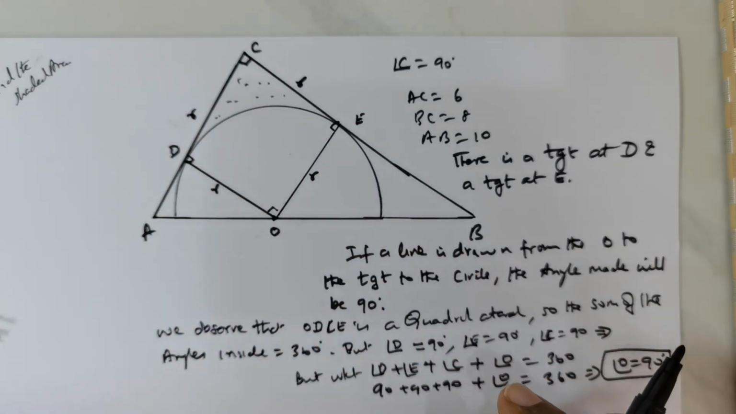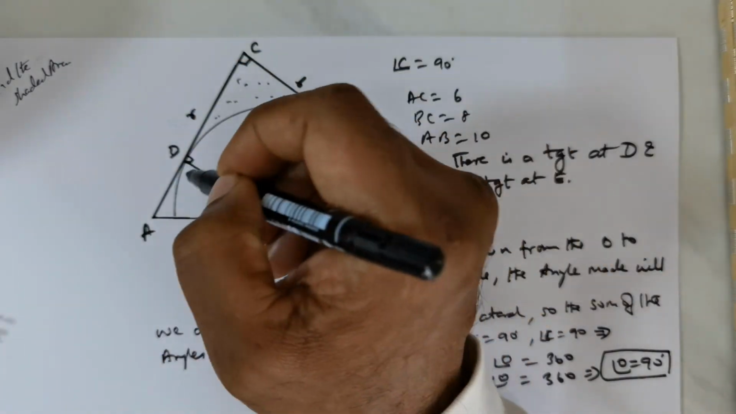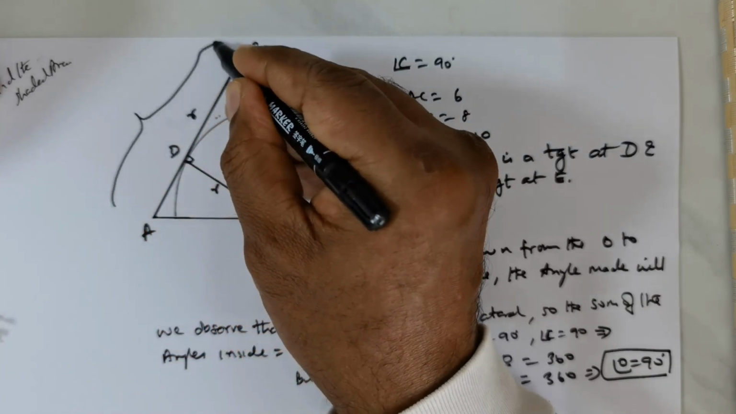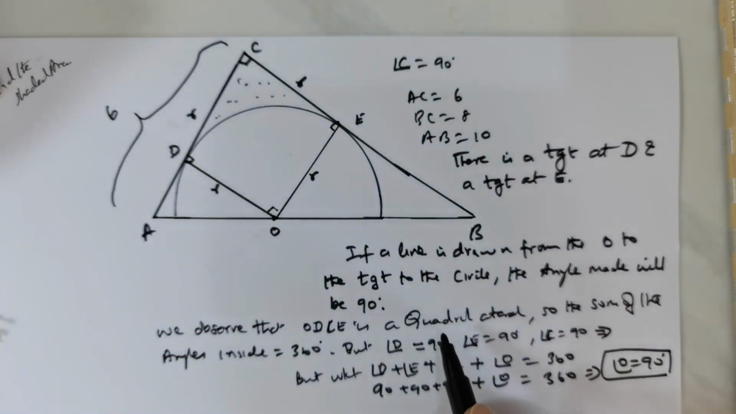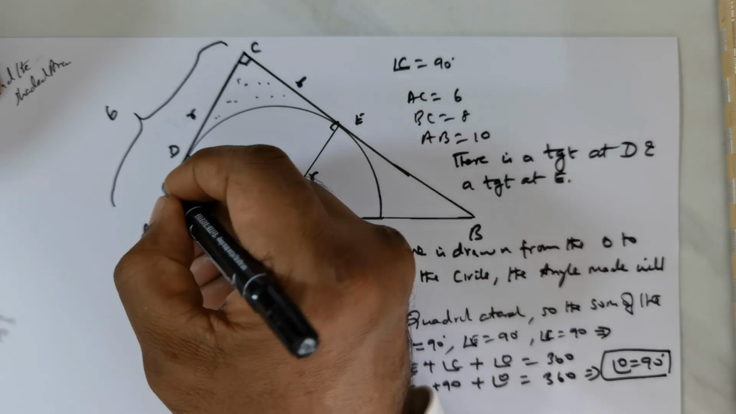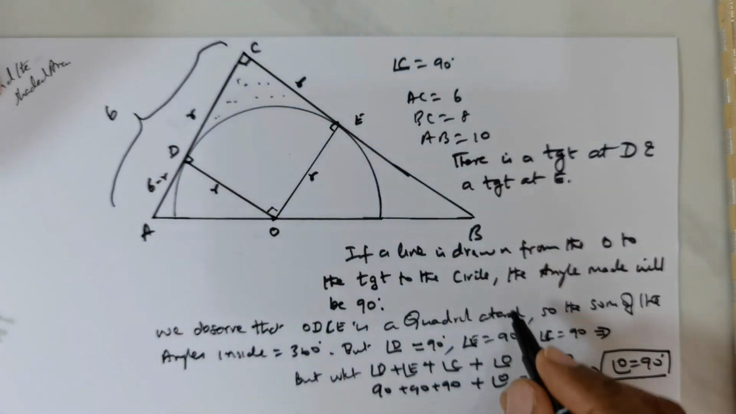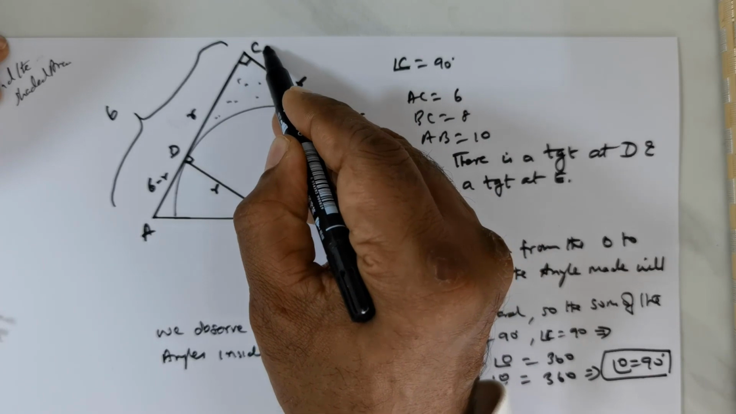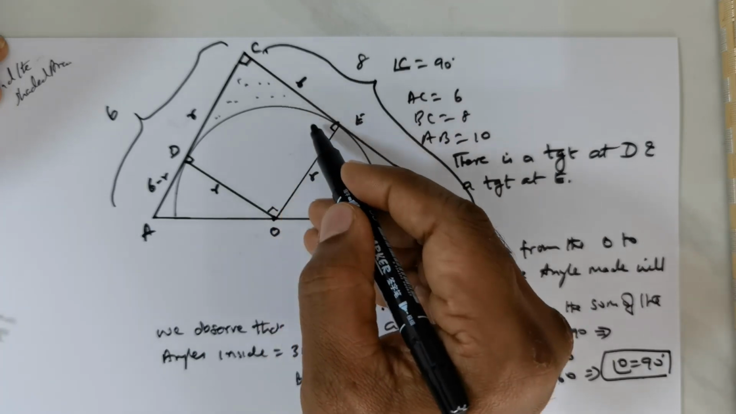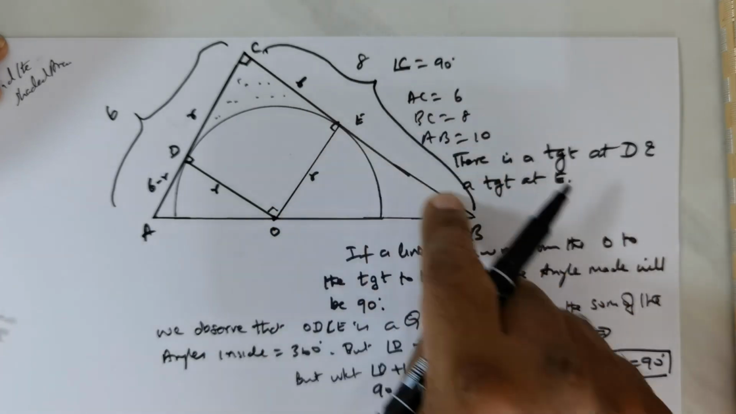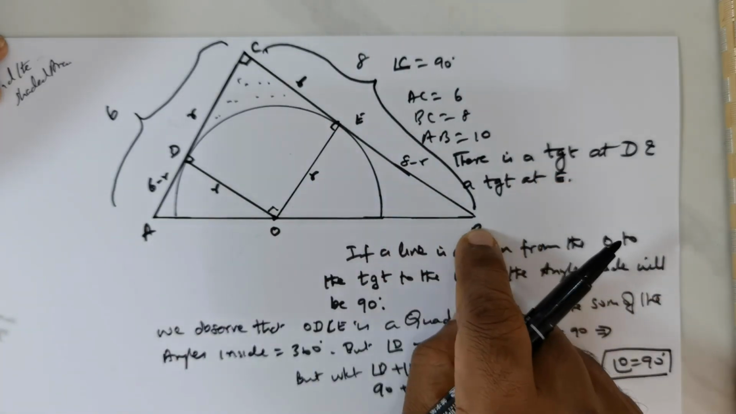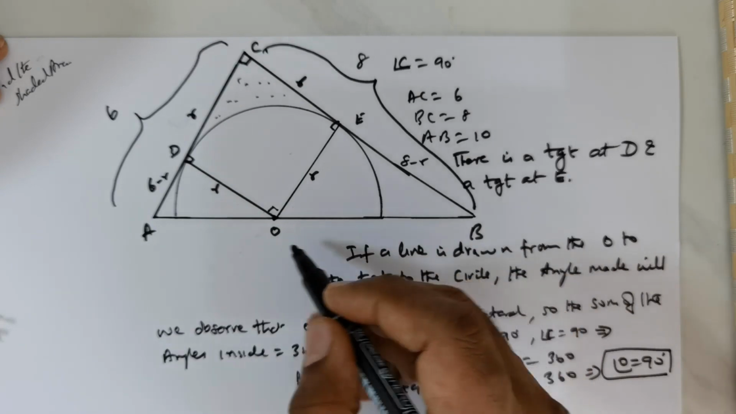Now the all important point here is we are given AC. AC is equal to 6 units. So this entire thing is given to be 6 units. If this is 6 units and this is R units, this should be 6 minus R. This entire length is given to be 8 units. This is equal to R. So this is going to be 8 minus R. Now this entire length is given to be 10 units.